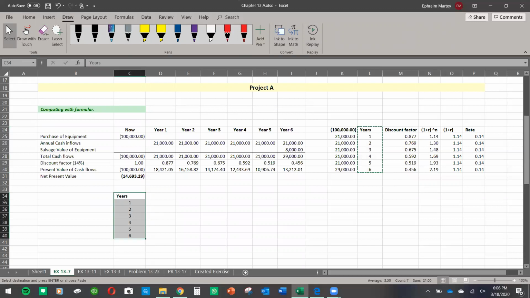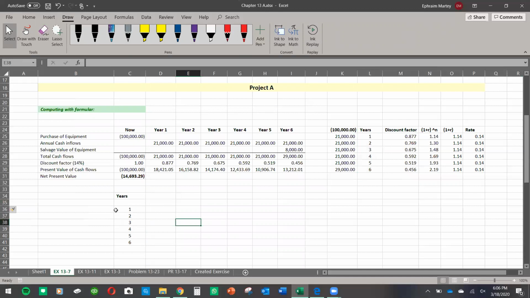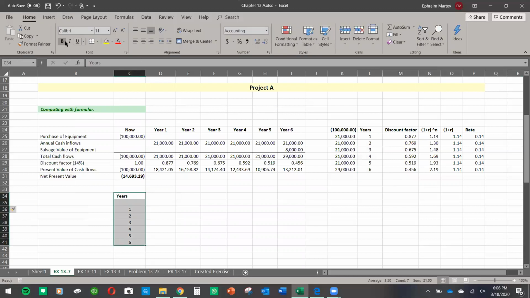So when you have a problem like this, just list the years. Just list the years and ask yourself, how many years do I have to invest in this? What is the period of the investment? And what we have here is years. These are the years we have now: year 1, year 2, year 3, year 4, year 5, year 6.